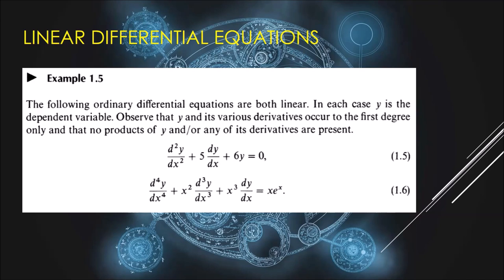So do not be confused between the order and the degree. Order refers to how many times the derivative is taken. For example, d squared y over dx squared is the second derivative. So it is of the second order but of the first degree, because its exponent is raised to 1.